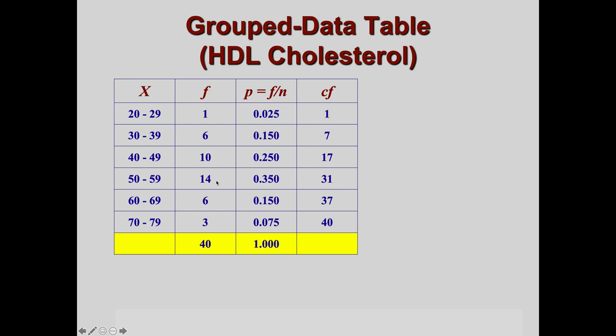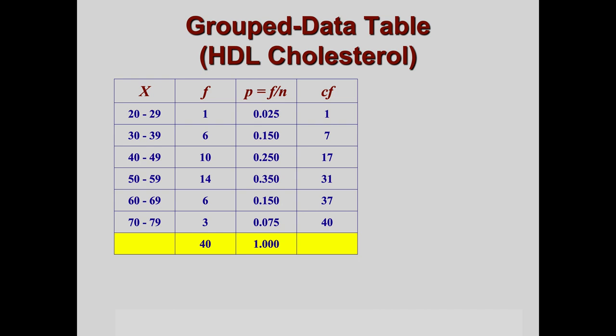Now, P equals F over N. What is this all about? Well, rather than write a fraction, they convert it to a decimal, and that's really easy. Notice that N is 40. N is the total number of frequencies. If you add up all of those frequencies, you get 40.